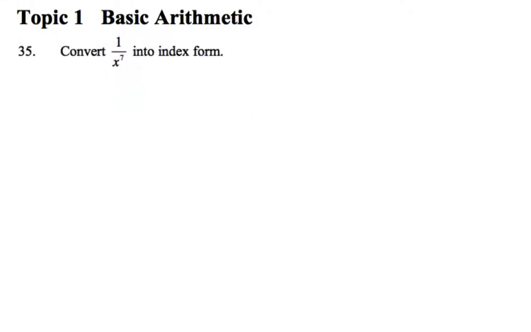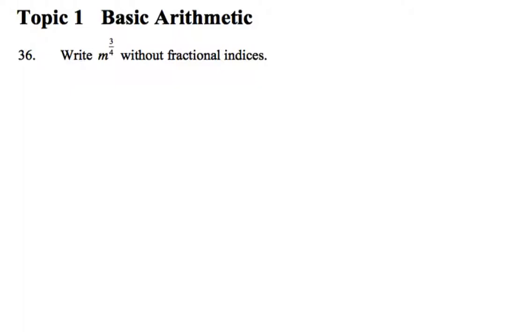If we want to convert 1 over x to the 7 in pure index form, it's a bit of fraction form at the moment, we could have x to the minus 7, and that's just a simple index form, it's just a 1 term. So turning that upside down creates a negative indice there.